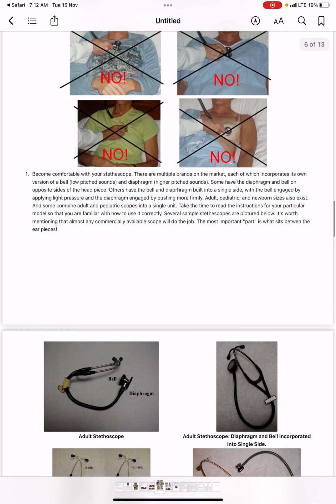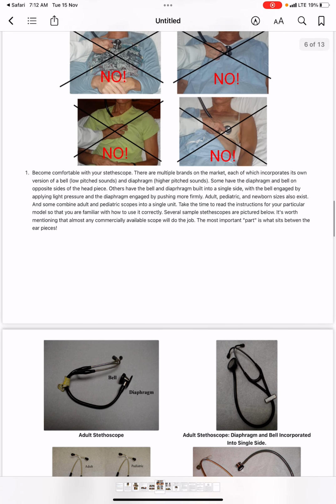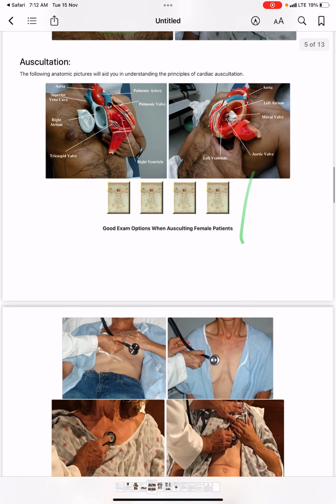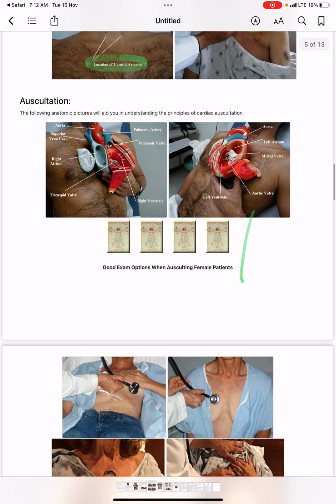Auscultation of the cardiovascular system. So first is the good exam. The following anatomical pictures will aid you in understanding the principles of cardiac auscultation.